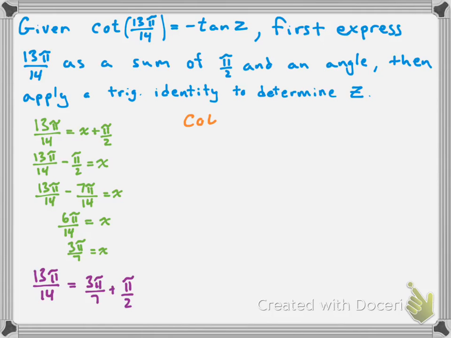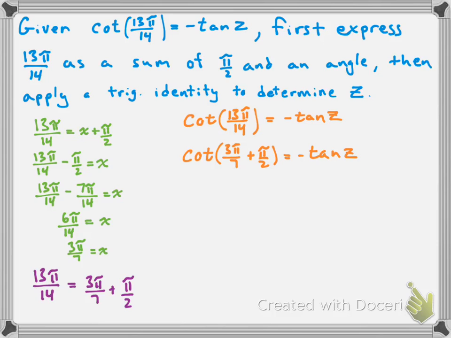Well, we know that the cotangent of 13 pi over 14 is equal to the negative tangent of z. That's a given in the question, so we can write that down. We also know that 13 pi over 14 can be expressed as 3 pi over 7 plus pi over 2. So that means that I can rewrite this expression as, instead of cotangent of 13 pi over 14, cotangent of 3 pi over 7 plus pi over 2. And that should be equal to negative tangent of z.